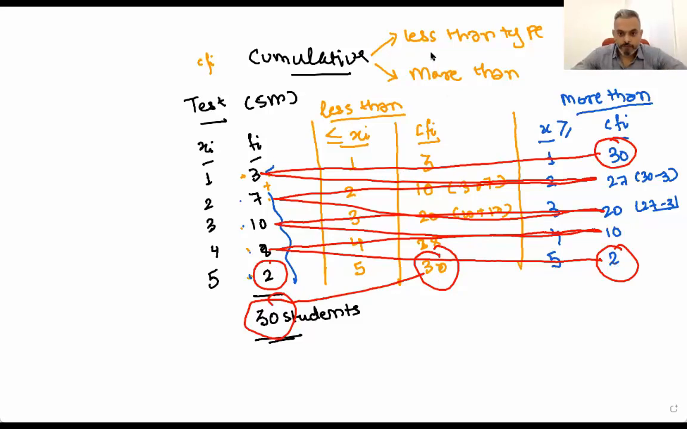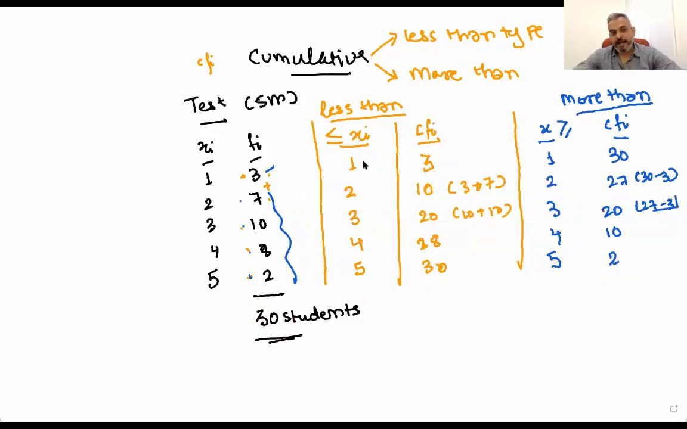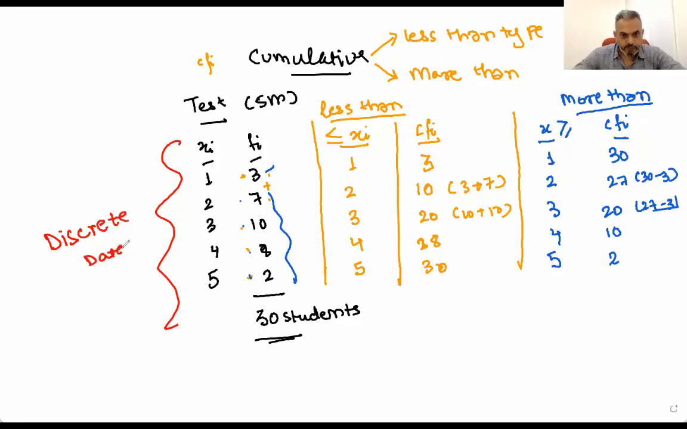So this is how we prepare less than type and more than type cumulative frequency. Now first type of cumulative frequency we are going to see for discrete data. So numbers like this are given, no classes are given, frequency is given. We find out less than and more than. Let's go to a sum.